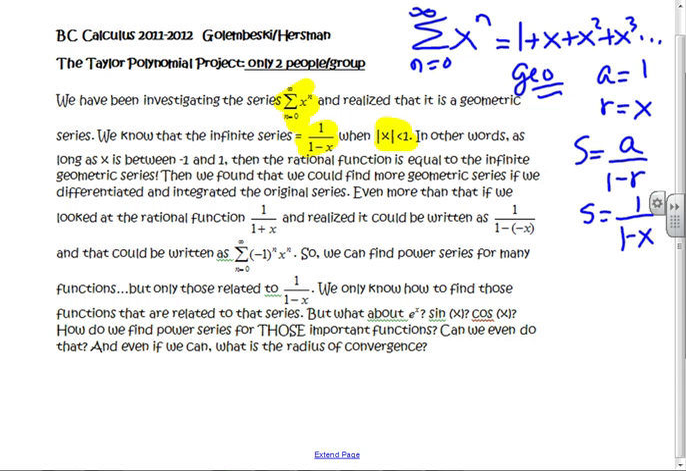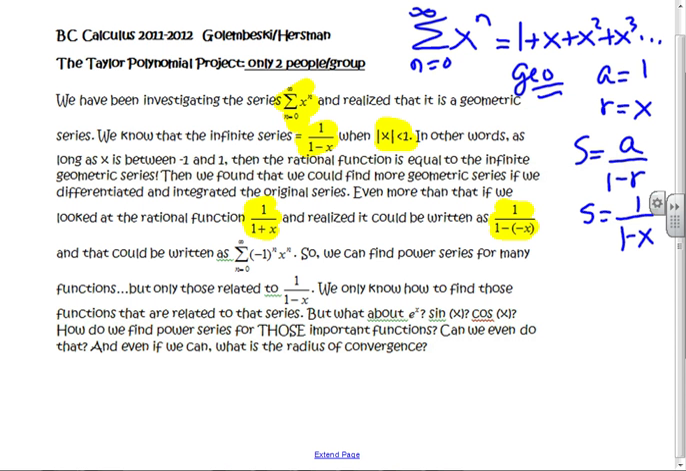Now, I really stressed that you needed to do 8-6. We found families. We found relatives to 1 over 1 minus x. We did 1 over 1 plus x, didn't we? We wrote it as 1 over 1 minus a minus x. And we found that power series for this function. And we integrated, and we differentiated, and we multiplied by x or x squared. We did a lot of different things, but everything was related to this original function. So they were families.